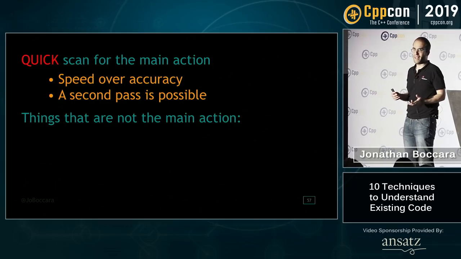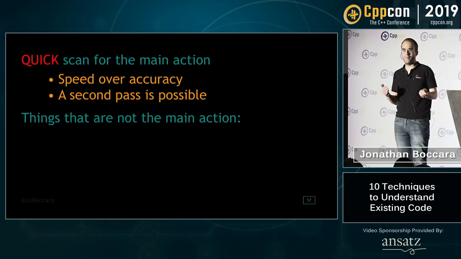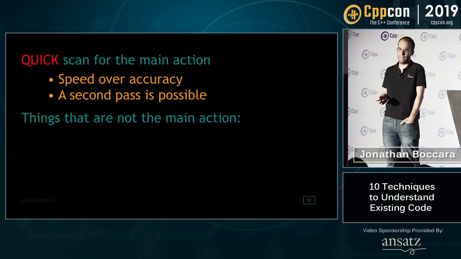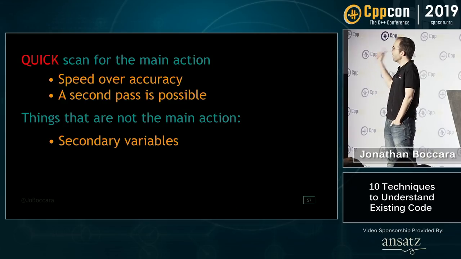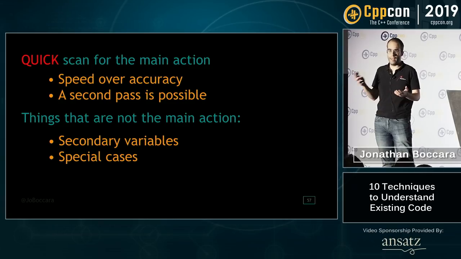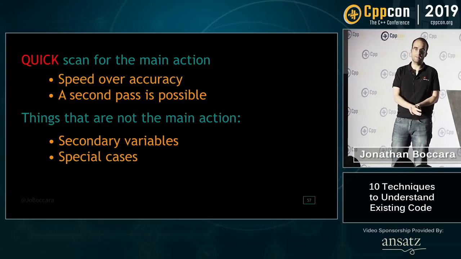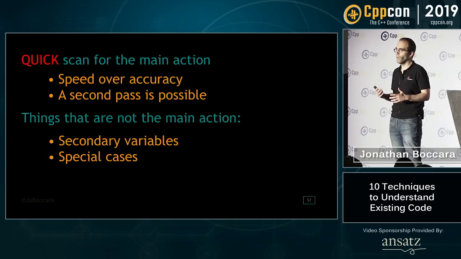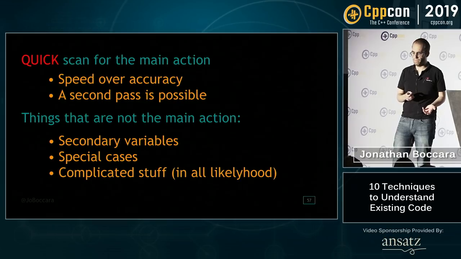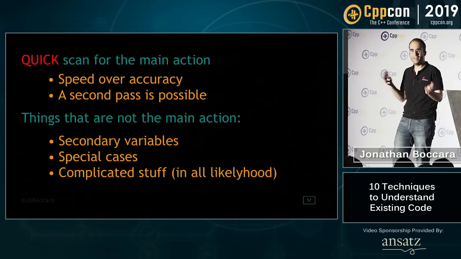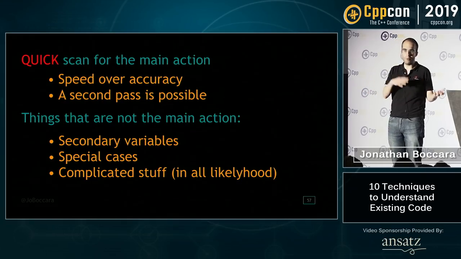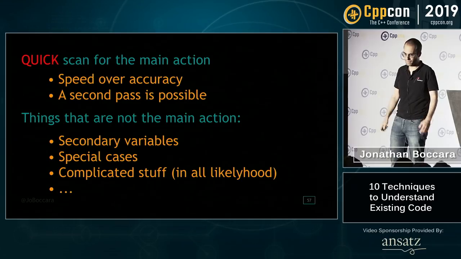Now, how do we do it? If we have one particular line, how do we tell if it's the main action or not? Well, things that are typically not the main action are intermediary variables or special cases, error cases. I mean, error handling is tremendously important, but when you want to get the general meaning of a function, you don't care about it. Things that are complicated: if it's 90-10, then if there's something that looks complicated, it has a 90% chance of not being important, so you can just move on.